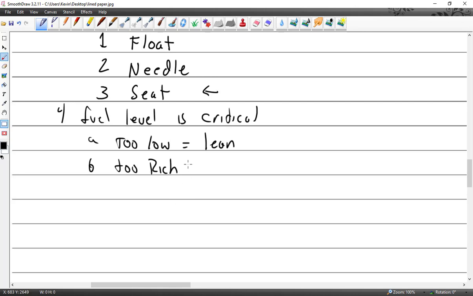If it's too rich, yeah, that's what I wanted to write there. Too rich equals too high, so too high equals rich. Why? Because of the opposite reason there.